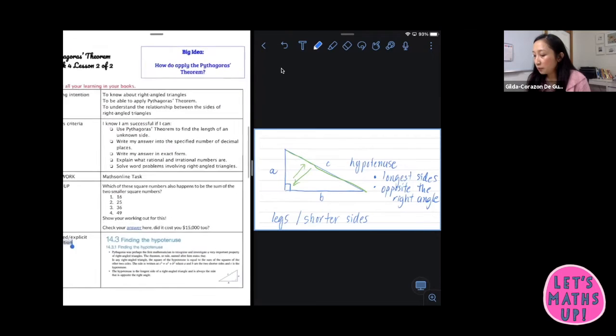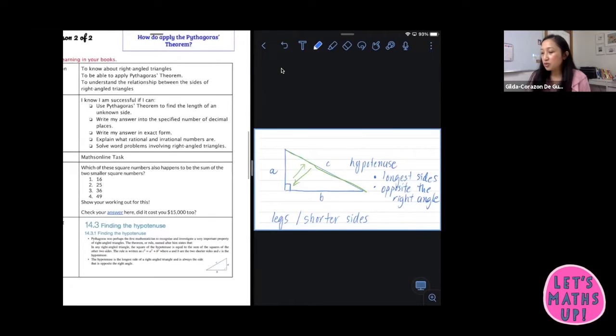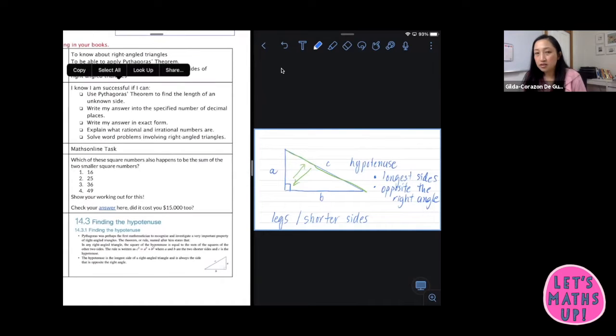We've got a warm-up question here. Which of these square numbers also happens to be the sum of the two smaller square numbers? Who understood that question? If you did not get that question, you are not alone. And that person actually even cost him $15,000, right? If you want to know about that story, you might want to click on that link and watch that video.